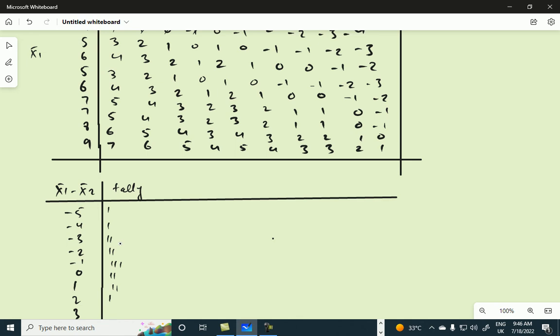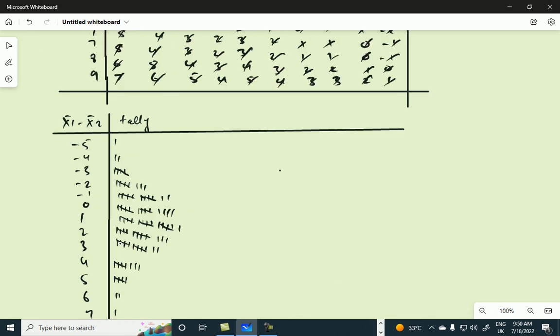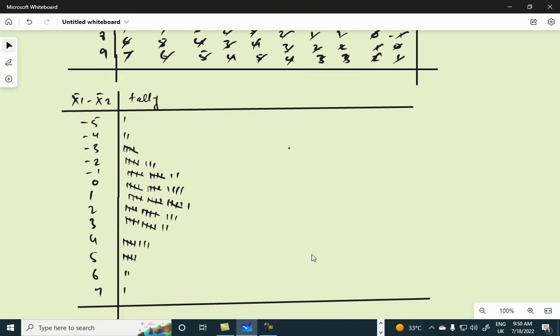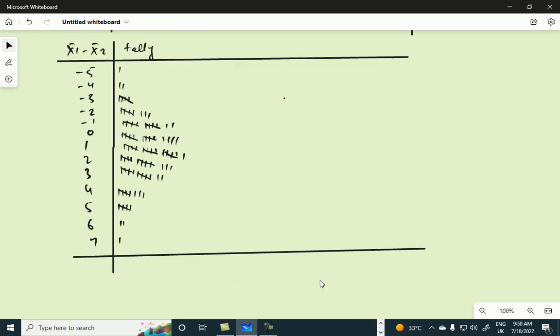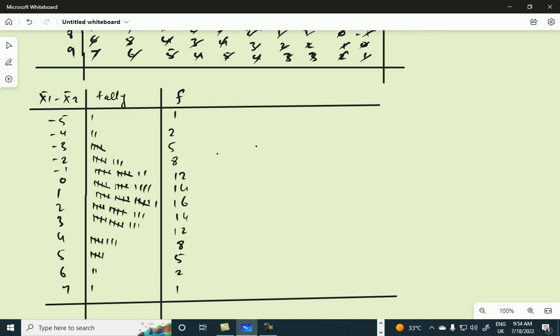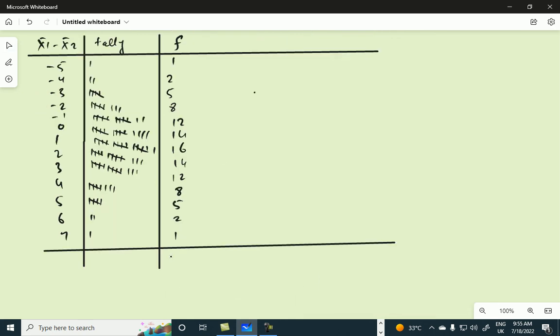Similarly, completing the table, we are done with it. Now, let us count it. The total frequency comes out to be 100.